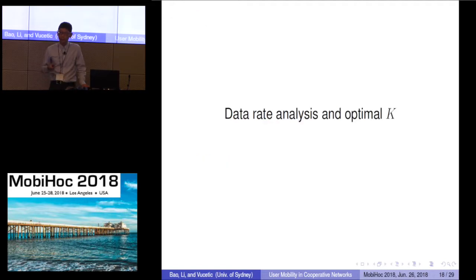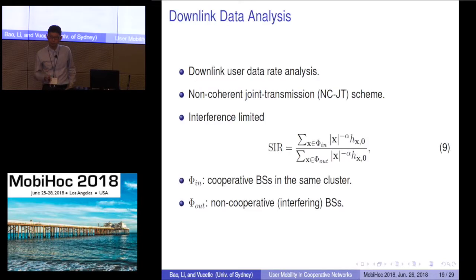And then we also need to characterize the data rate under K to find the optimum. Here we consider the downlink data rate, and we consider non-coherent joint transmission. We consider an interference-limited model so that the noise is ignored. In this case, every base station in the same cluster will generate signals, and every base station not in the same cluster will generate interference. So the signal to interference ratio is just the sum signal over the sum interference.